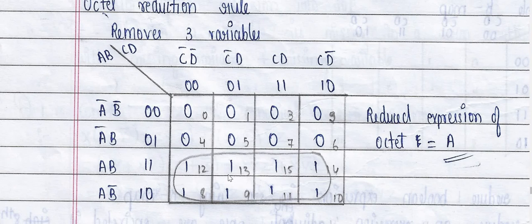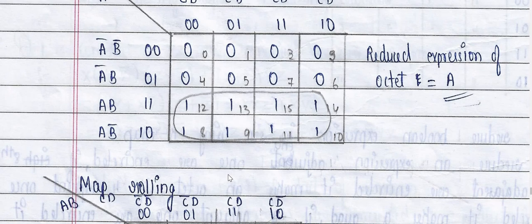That is why using an octet, we can remove how many variables? 3 variables. Yes, that is, using the pair reduction, we can remove 1 variable. Using the quad reduction, we can remove 2 variables. Using the octet reduction, we can remove 3 variables.